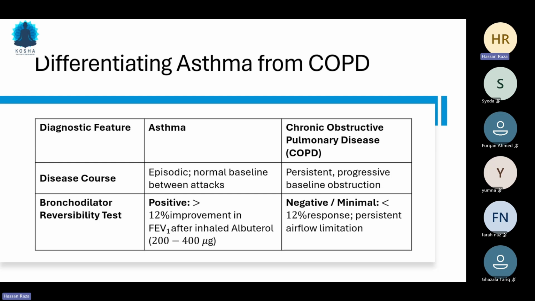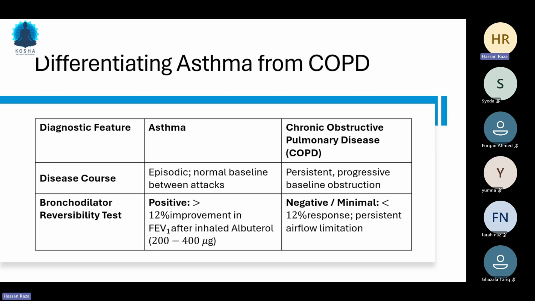Then we do a spirometry test, and we ask them to inhale and exhale on that spirometry machine, and we check FEV1 and FVC, forced vital capacity. Then we administer a short-acting beta-2 agonist, which is salbutamol. We have salbutamol available. Then we ask the patient again to inhale and exhale on the spirometry machine.